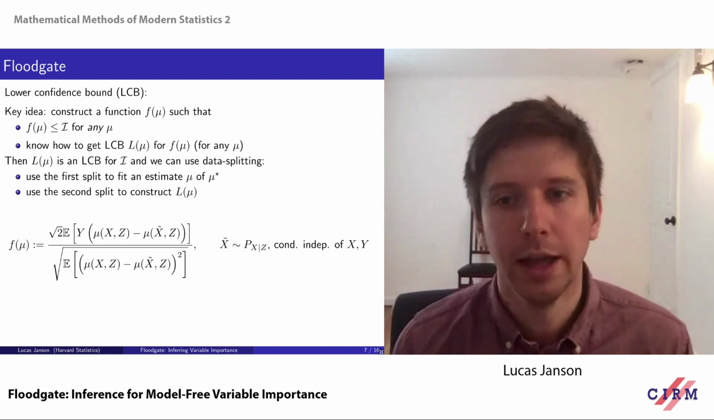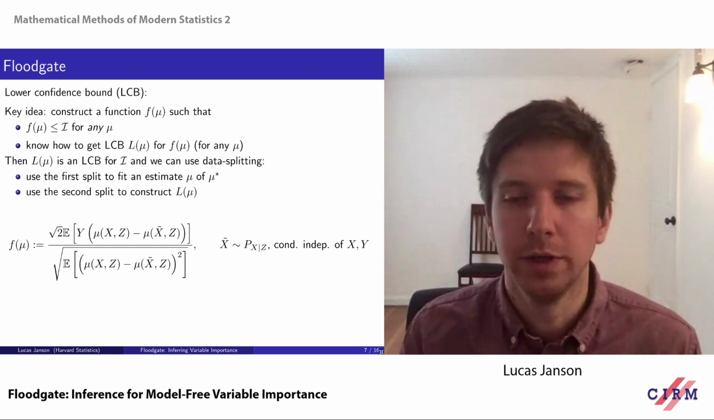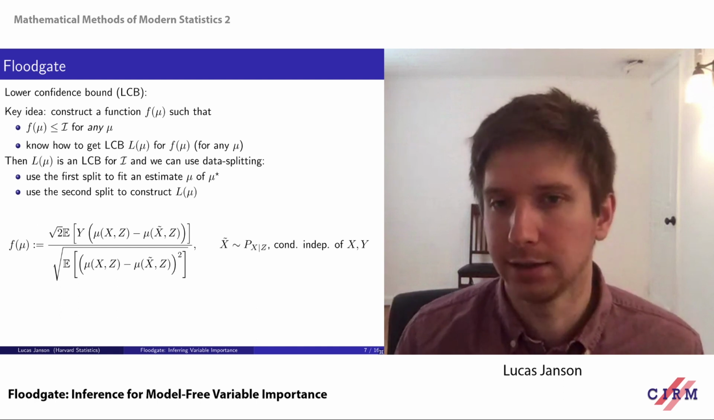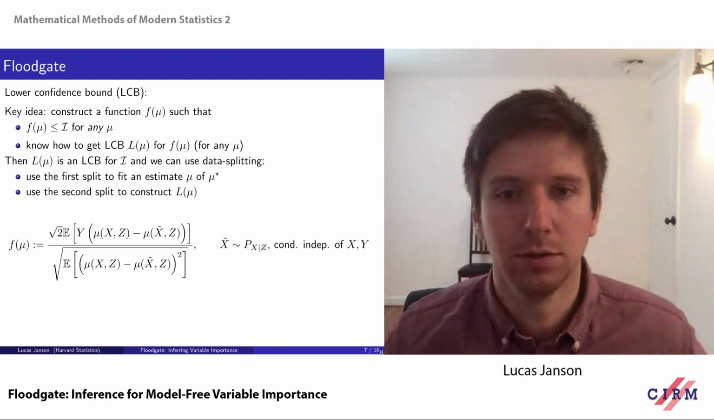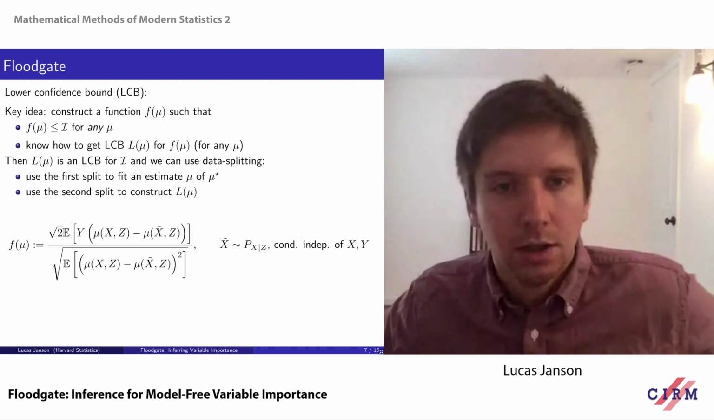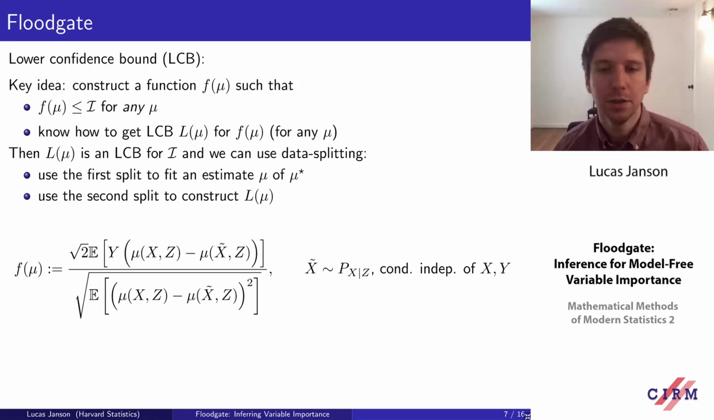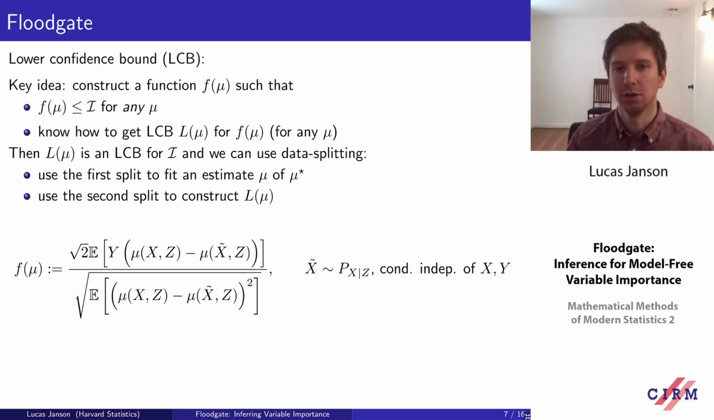So we take x tilde, and without looking at either x or y, we draw it from the conditional distribution of x given z. Since x tilde is null, it at least makes sense that in f of mu, which we hope is related to this measure of variable importance, we see a difference between mu, which we hope looks like mu star, the regression function with the true x and z, and we subtract off the regression function with a null x and the regular z. So it makes sense that the difference between these two would tell us something about variable importance.